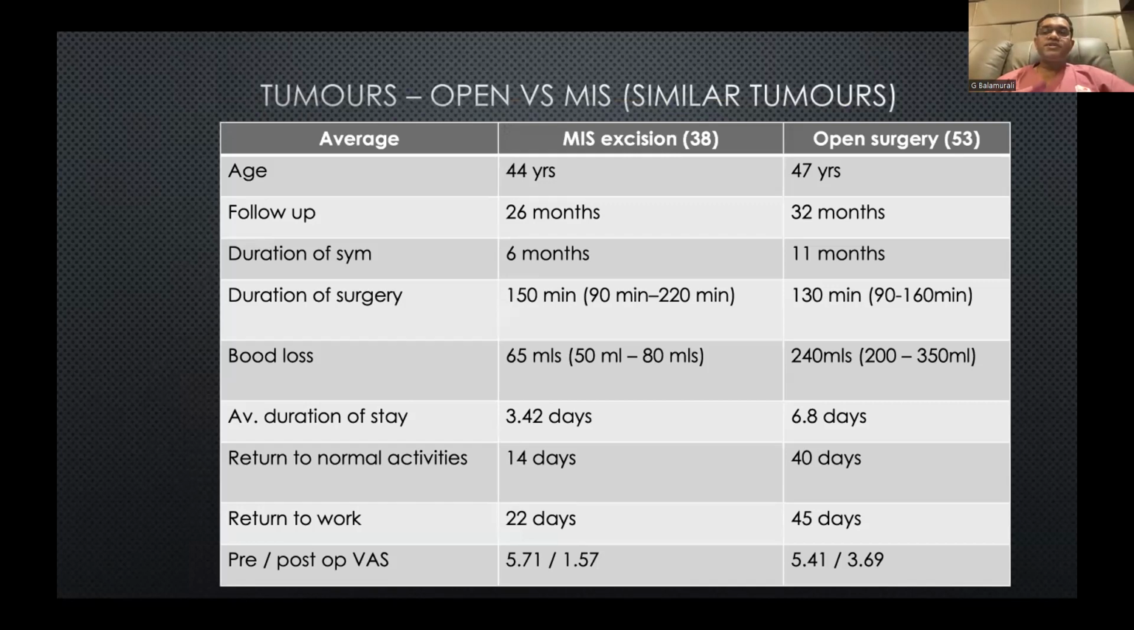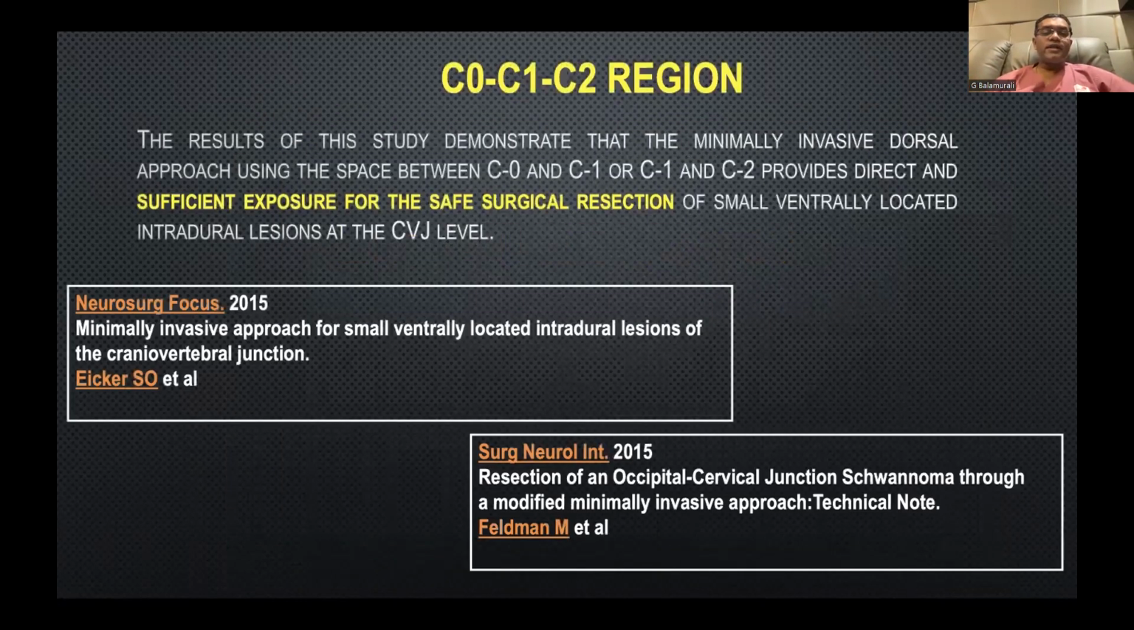I just looked at my own series of patients. This is not a randomized study. These are not like-for-like cases, but I just took similar 2 to 3 level cases, which I would have done both MIS and open, and I just compared them. I found that the duration of surgery was not significantly different, but the blood loss and the hospital return to activity were much, much more significant in the MIS group compared to the open group. So the literature again supports this.